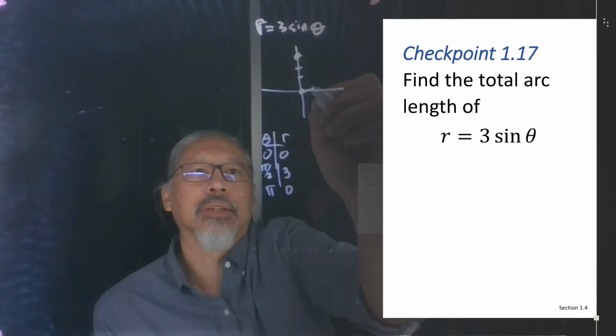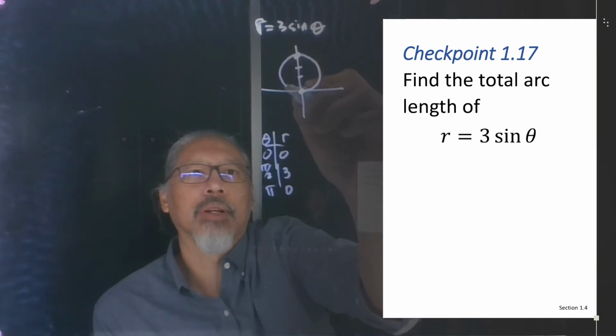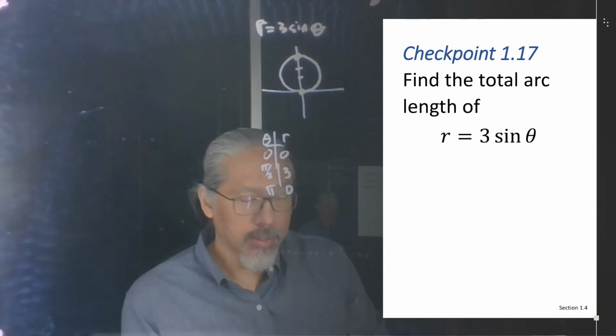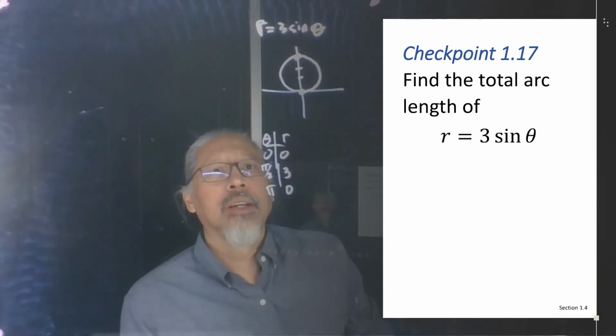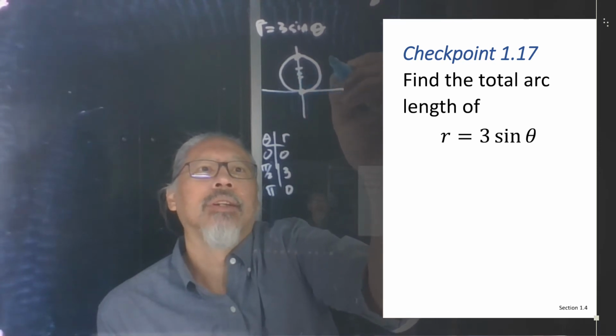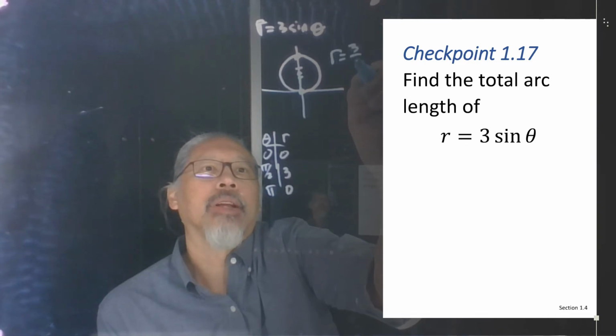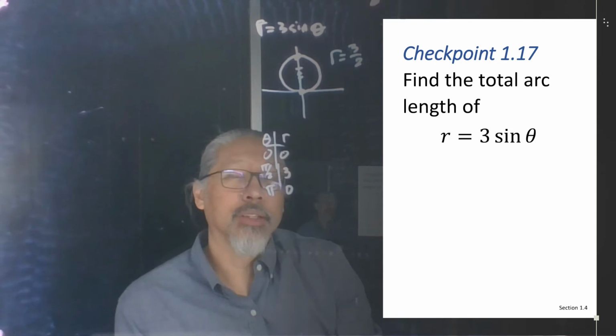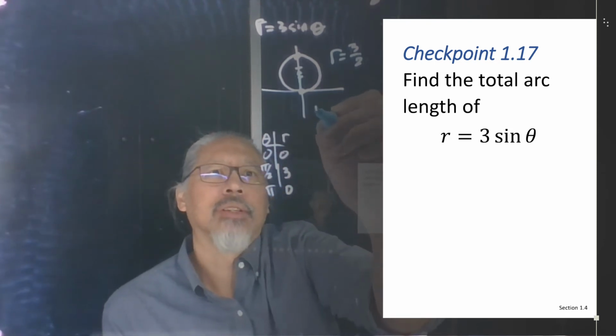So I think this is a circle that's being drawn out like this, which means the circle has a radius of 1.5. r is equal to 3/2, and the arc length is really the circumference of the circle. So the circumference is 2 pi r, which is going to be 3 pi.